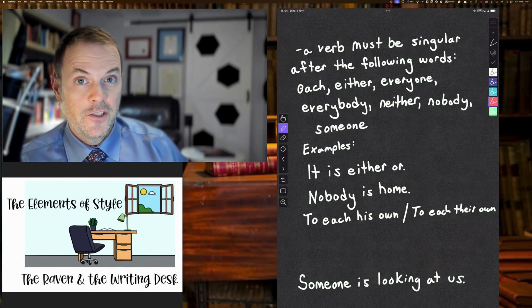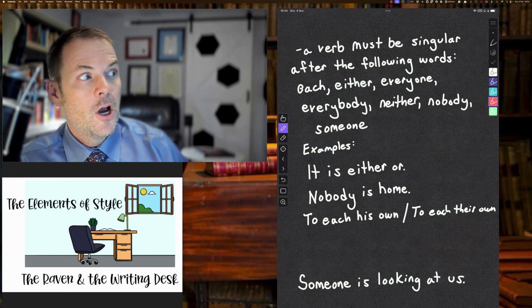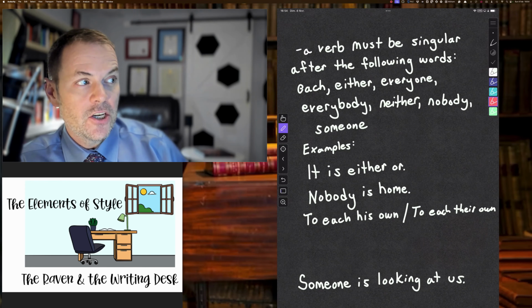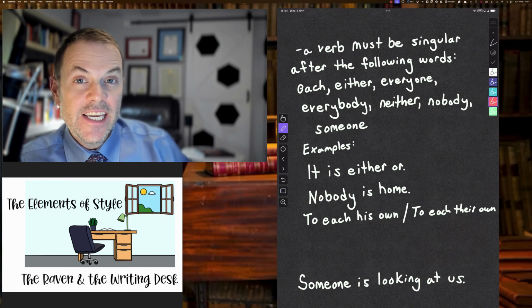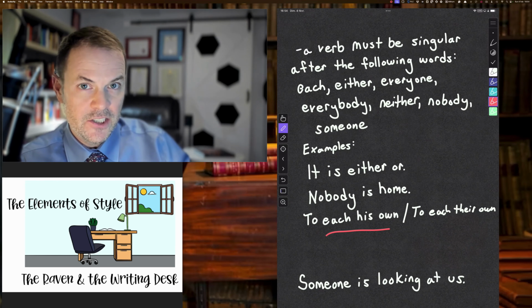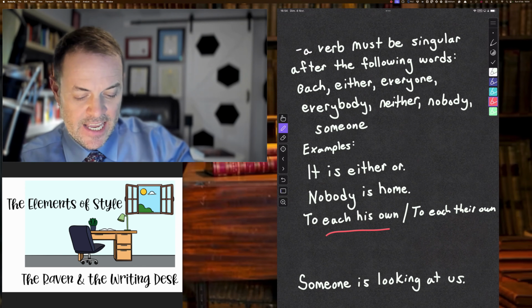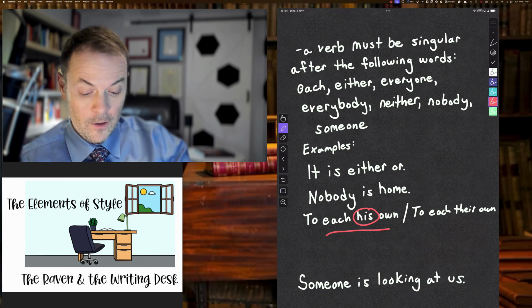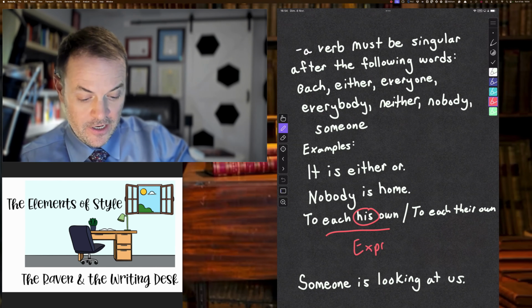This part, as far as this rule goes, is one of the more straightforward parts. A verb must be singular after the following words: each, either, everyone, everybody, neither, nobody, someone. For example, it is either or, nobody is home, and to each his own. I want to highlight this one because automatically some people might think, well, isn't that sexist to say his own? What if it's a woman? Well, this is actually an expression.